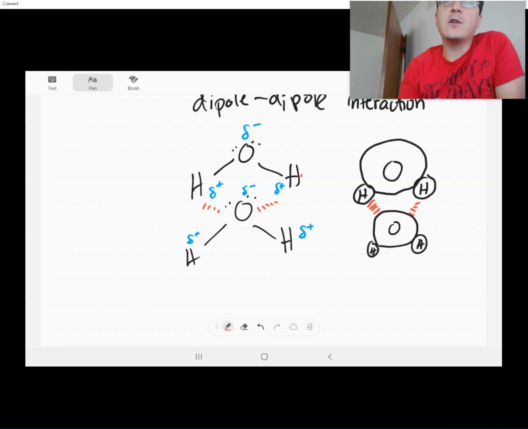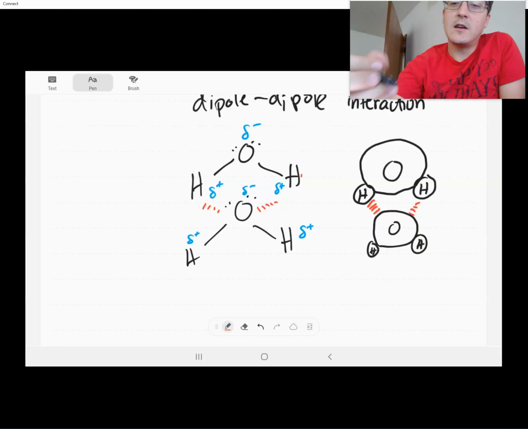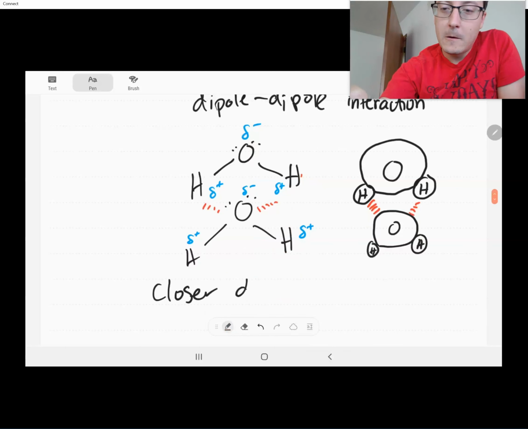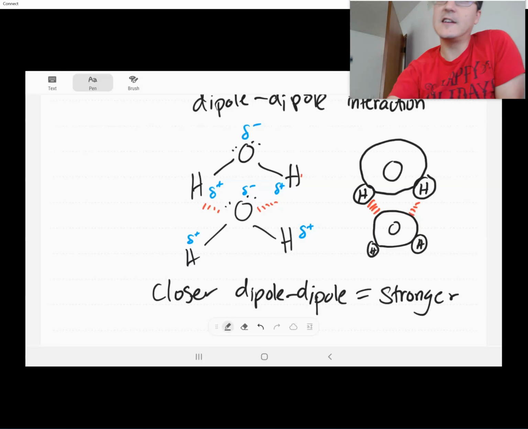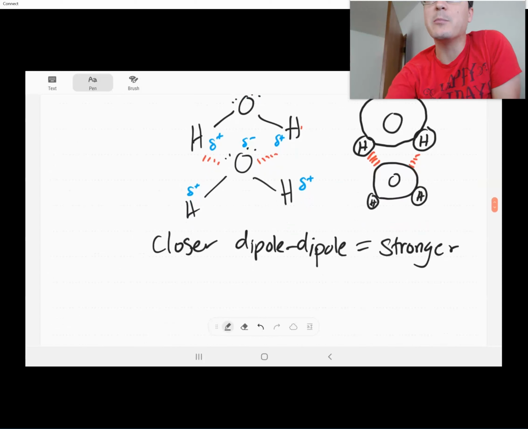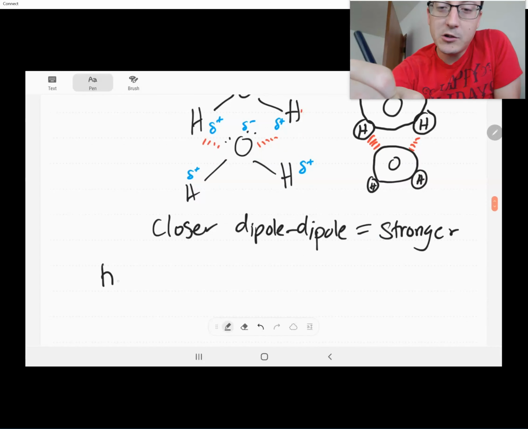And the closer that you can make these dipole-dipole interactions, let me write that, closer dipole-dipole is stronger. Okay, the closer your positive and negative are to each other, the happier they are, right? They're going to want to be close together. So because hydrogen is so small, the oxygen from another molecule can get pretty close to them. And we're going to see this is going to be a special case of dipole-dipole interaction called hydrogen bonding.